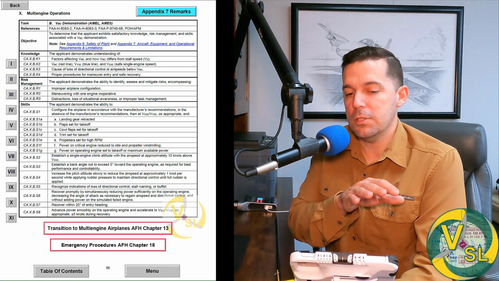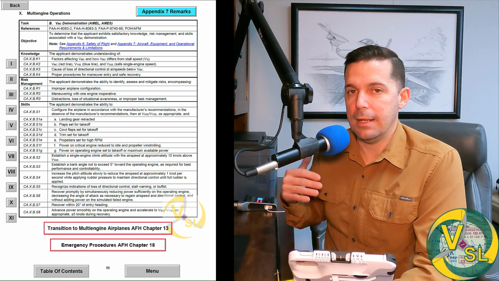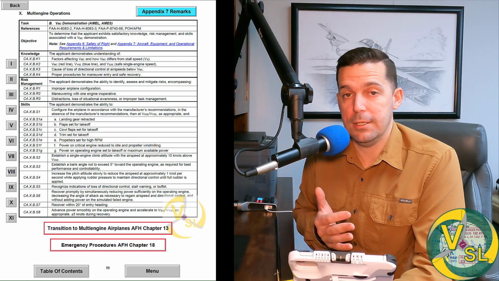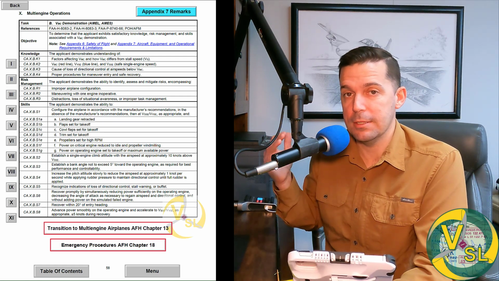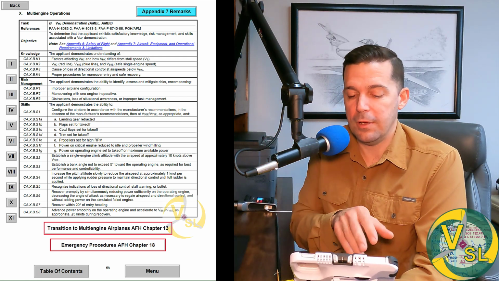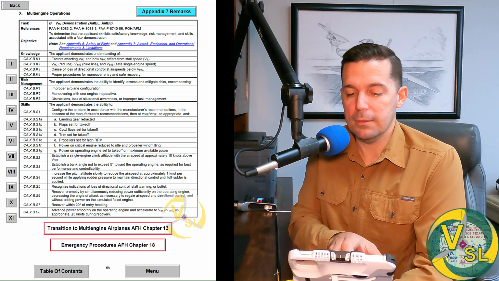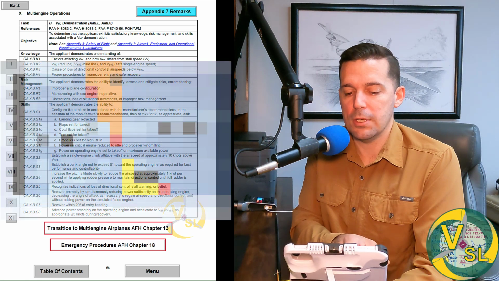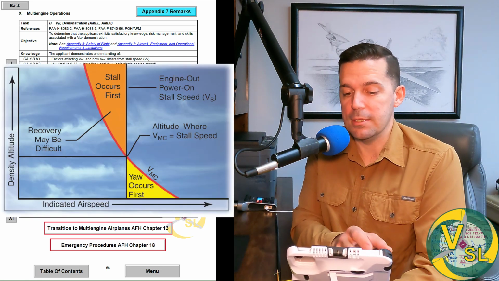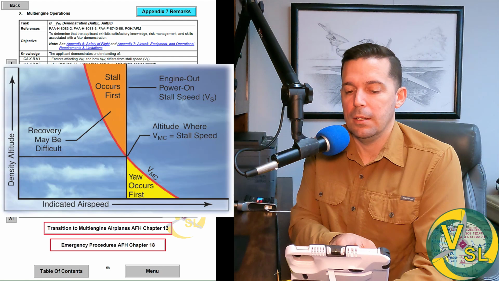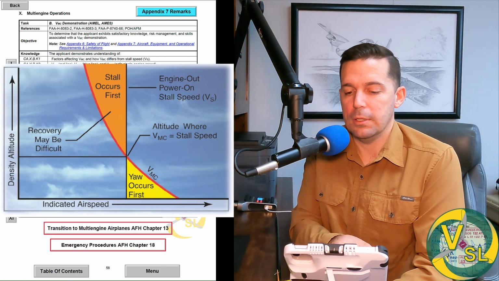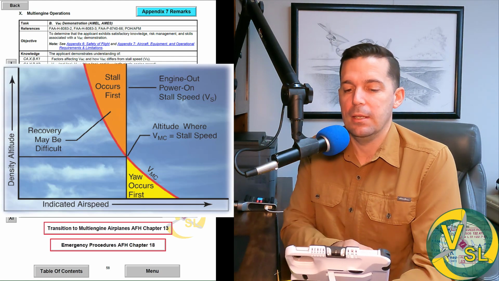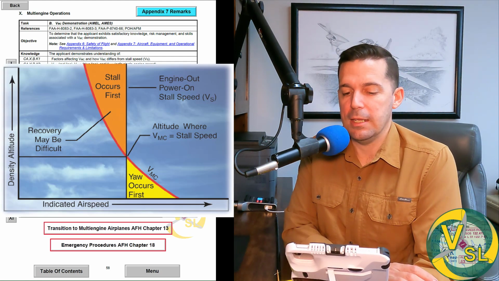Now, because we're doing the VMC maneuver up at a high altitude, this isn't really the worst case scenario, because our density altitude is actually pretty high up there. In fact, in chapter 13, I'm going to scroll over and show you a chart that shows how VMC decreases as you increase altitude. It's page 13-27 in the Airplane Flying Handbook.